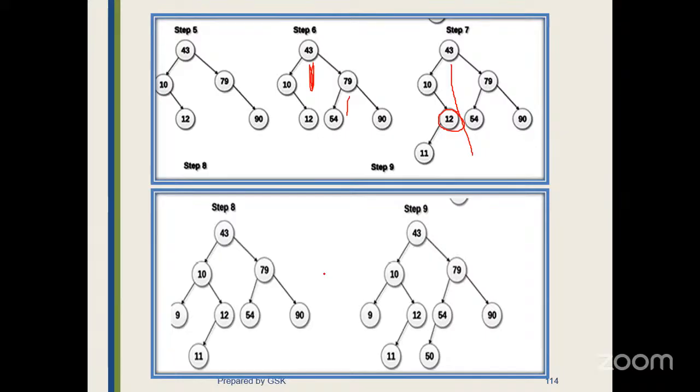Next, 9 as per the question series. Next number is 9. So coming to here, we have 10 here and 12 already created on the right hand side. 9 is less than the 10. So you can create a left subtree for the 10 and write 9 here. Next number is 50. 50 is greater than 43. You go for the right subtree. And coming to the 54 and 90, 54 is greater than 50. So 50 is less than 54. That's why you must create a left subtree for the 54 and place it there.